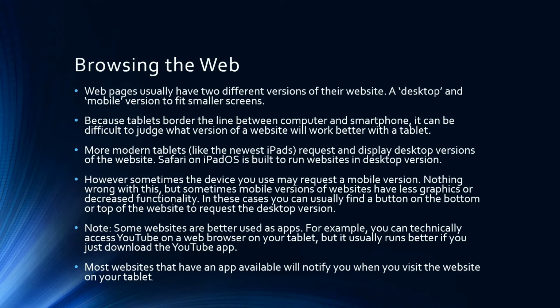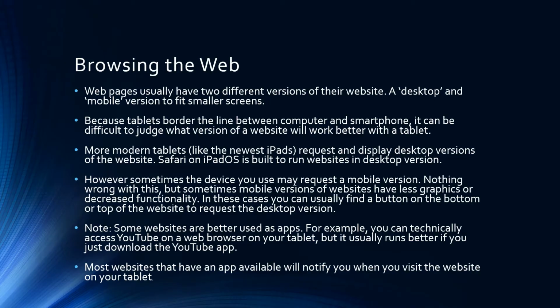Browsing the web. Web pages usually have two different versions of their website, a desktop and a mobile version to fit smaller screens. Because tablets border the line between computer and smartphone, it can be difficult to judge what version of website will work better with a tablet. More modern tablets, like the newest iPads, request and display desktop versions of the website. Safari on iPad OS is built to run websites in desktop version. However, sometimes the device you use may request a mobile version.